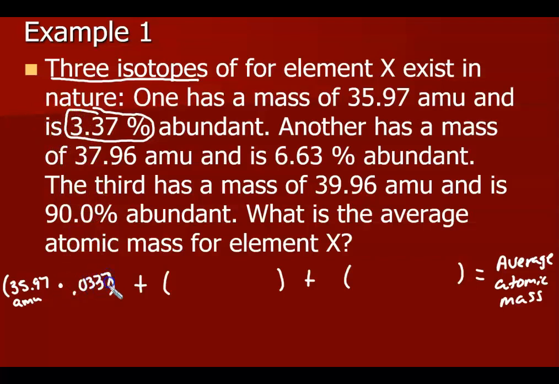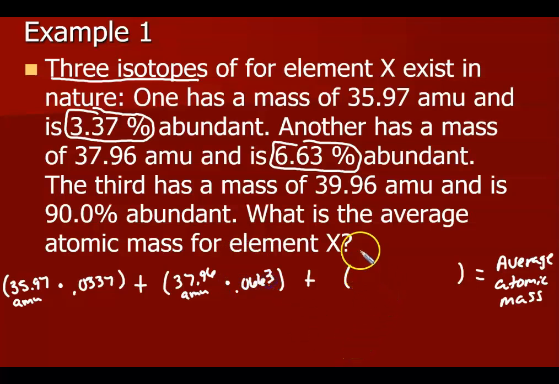0.0337. That doesn't look great. Let's erase that and see if we can make that look a little bit better. That doesn't have a unit because we made the percent sign go away, so it doesn't have a unit. But remember to go over 2 spots. Our next one has a mass of 37.96 AMU or U, and we're going to multiply that by this percentage. But we need to make the percentage sign go away, so you move your decimal over 2 spots.